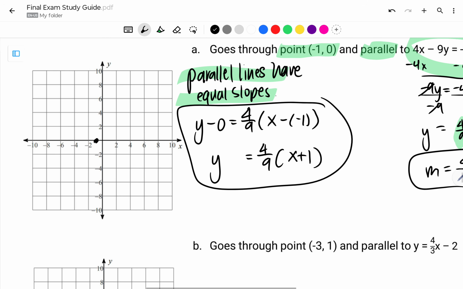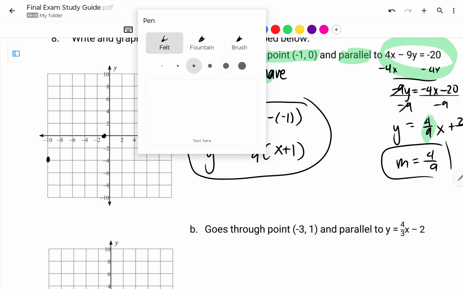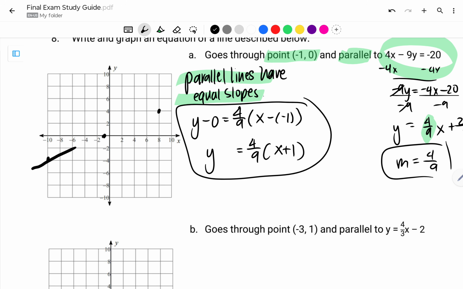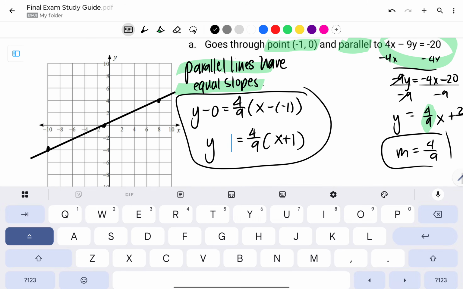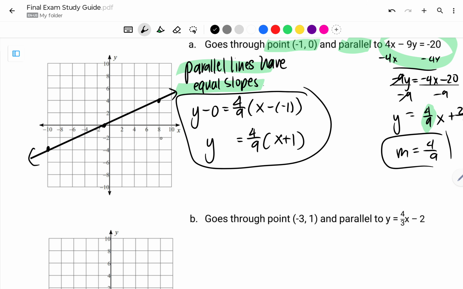And then I'm going to use my slope. Go up 4, right 9. And I'm going to go the other way. Down 4, left 9. Once I have those points, I can connect my dots. And that's my line. That's my line that I am graphing.